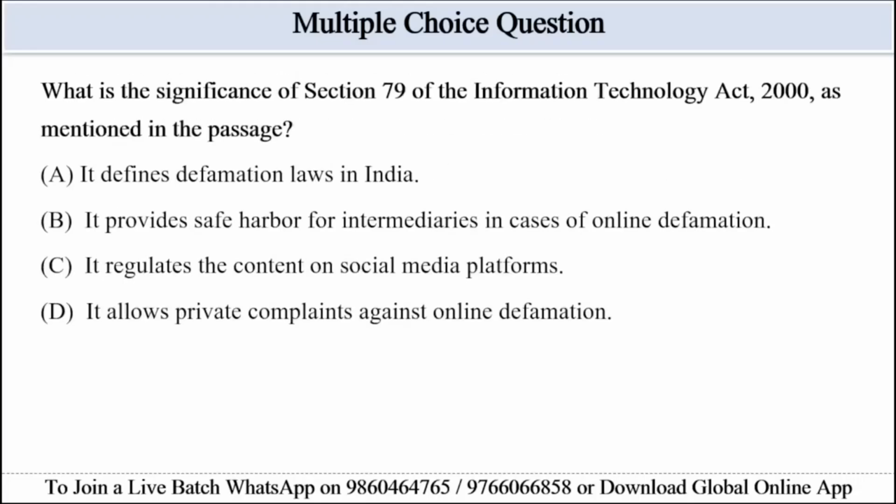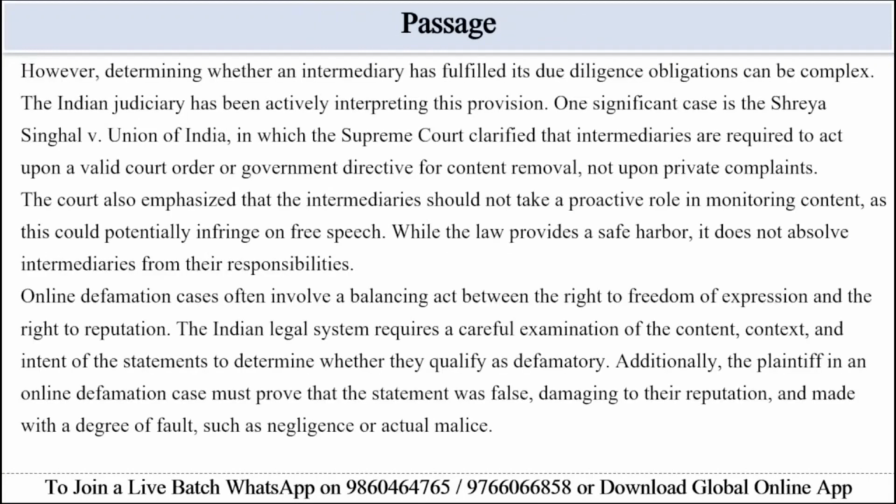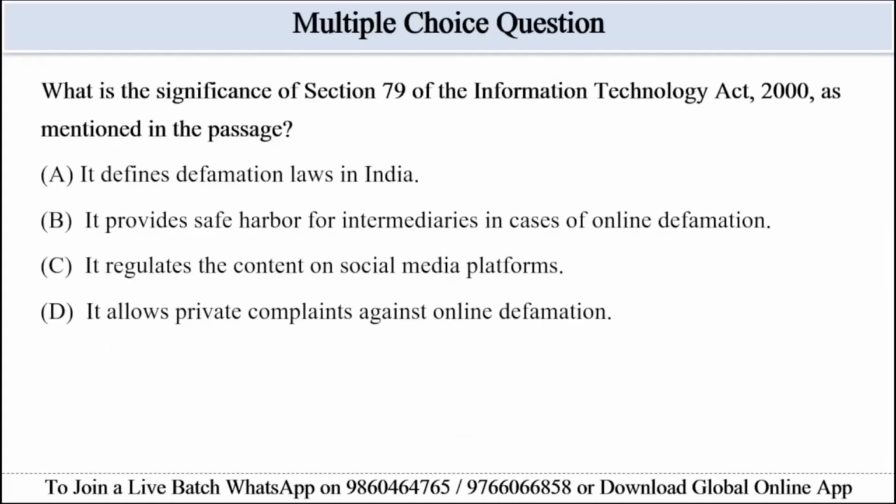Next question is, what is the significance of section 79 of the Information Technology Act 2000 as mentioned in the passage? So this question is asking what section 79 does in this context, not everything about the section. The passage mentions that the law provides safe harbor to intermediaries but does not completely absolve them, and this safe harbor is under section 79 of the IT Act 2000. So option A, it defines defamation laws in India, but defamation law is largely in the IPC and tort law.